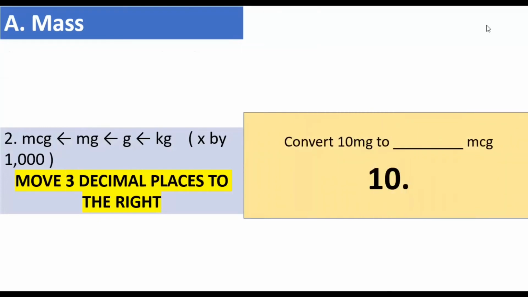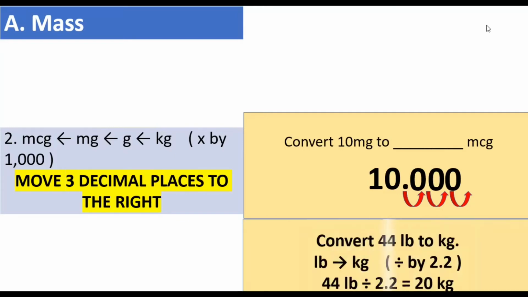Convert 10 milligrams to micrograms. Our principle for converting a higher unit to the next smaller unit, for example milligram to microgram, is to multiply it by 1,000 or simply move 3 decimal places to the right. So 10 having the decimal point right there, move it 1, 2, 3, and this will give you 10,000 micrograms as equivalence for the 10 milligrams of the medication.